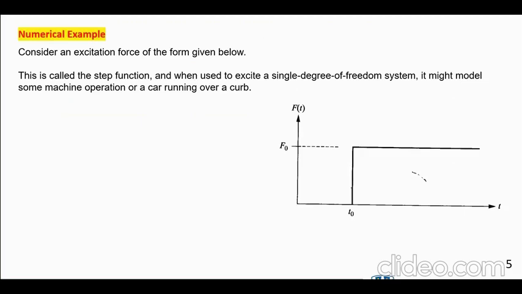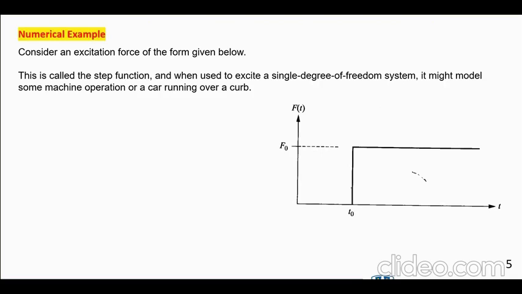Suppose our loading looks like that. The right-hand side of the equation is 0 up to some initial time t naught, and then it takes a value f naught. What we want to know is what is the solution to the equation. Think about it like this. You have a mass damper system, and you take a weight and drop it on that mass.